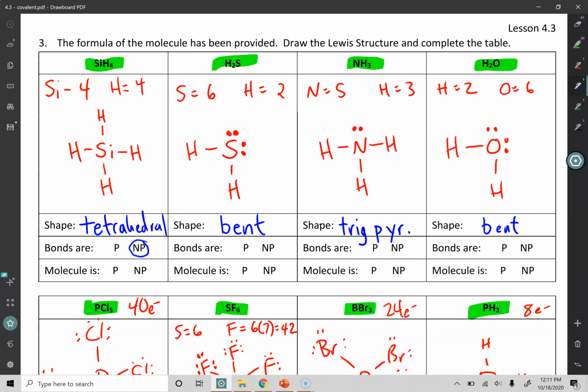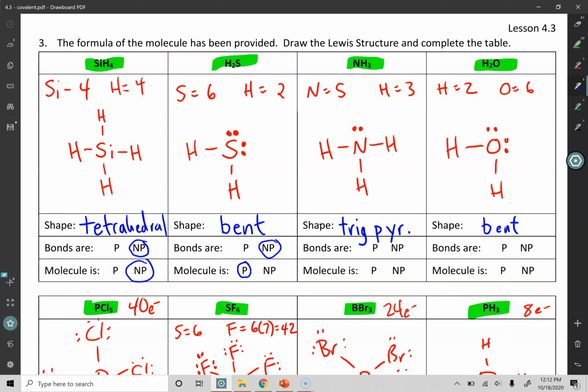What about this molecule as a whole? Is it polar or nonpolar? I don't have any unshared pairs of electrons on the central atom. I've got the same atom bonded to the central atom. This is a nonpolar molecule. Let's take a look at H2S. 2.2 for hydrogen, 2.6 electronegativity for sulfur, difference of 0.4, that makes it nonpolar. The molecule itself, polar or nonpolar? I've got unshared pairs of electrons on the central atom. Yeah, that's going to make the molecule polar, even if it's just slightly polar.